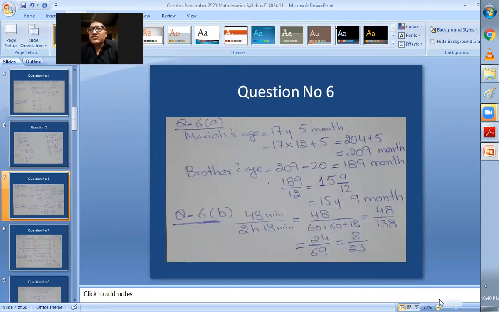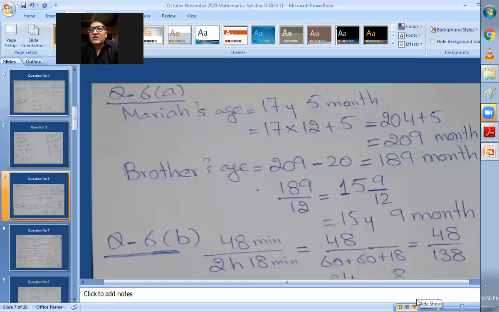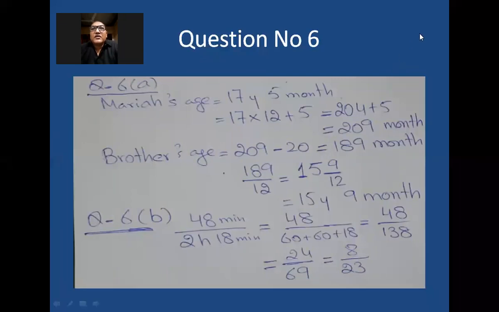Question number 6, A part is showing on your screen. So Maria's age is 17 years and 5 months. Convert the years into months. That will be 17 multiplied by 12 plus 5. When you multiply 17 with 12, it will be 204, and plus 5, that's 209 months. So Maria's age in months is 209 months. Her brother is 20 months younger. So from 209, I will subtract 20. So her brother's age is 189 months.